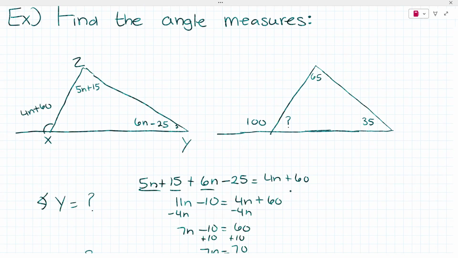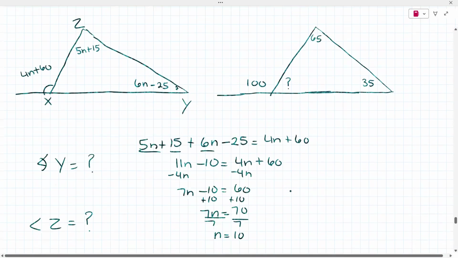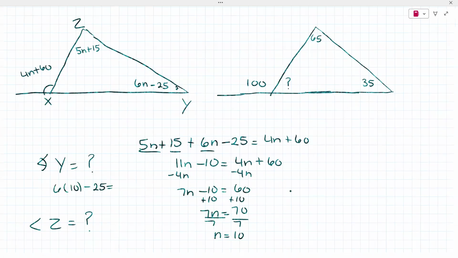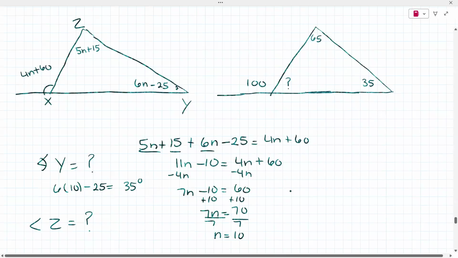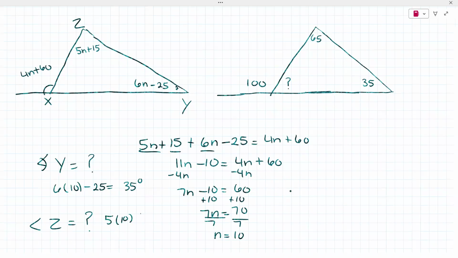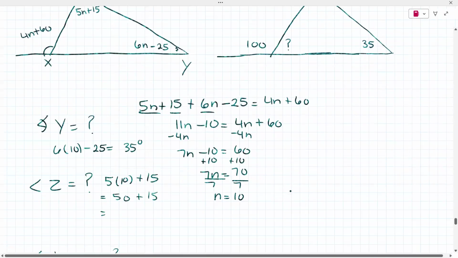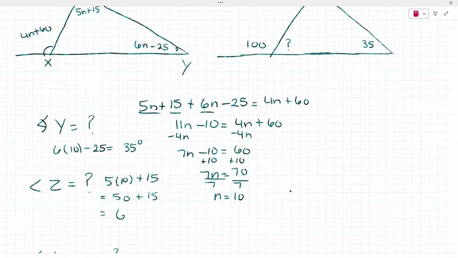Okay, now can we find out what angle y is? Yes, it's going to be 6 times n, 6 times 10 minus 25, which is 35 degrees. Can we figure out what angle z is? Well, yes, we can, because now we know what n is. Angle z is 5n plus 15, so that's 5 times 10 plus 15. That's 50 plus 15. That's 65.